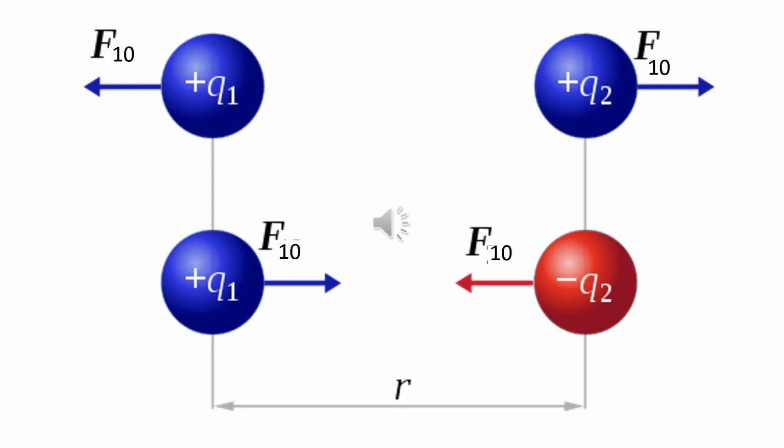In this illustration, it explains or visualizes Coulomb's law. This is composed of two scenarios. First is positive Q1 and positive Q2 moving away from each other, and the second scenario is positive Q1 moving towards negative Q2. Now, let's focus on the first scenario.